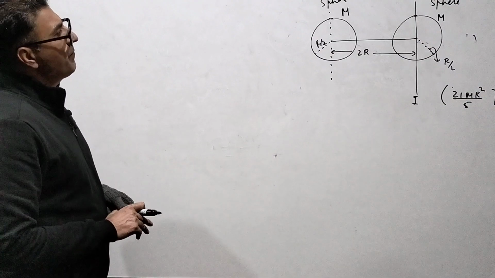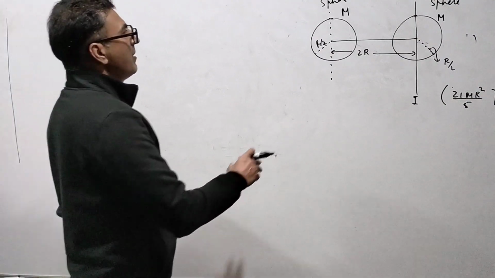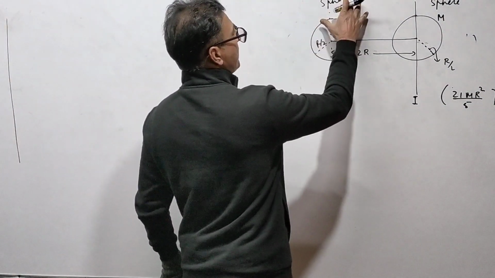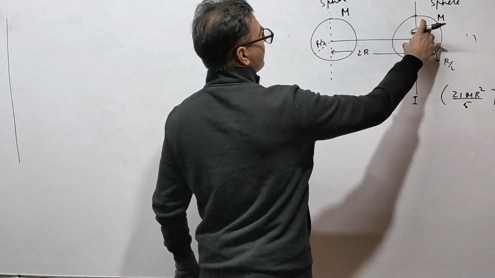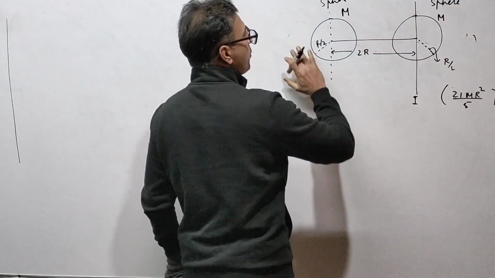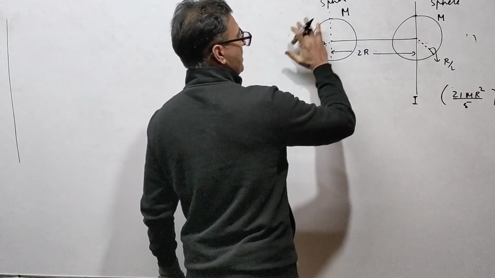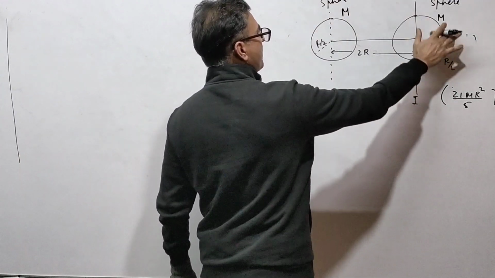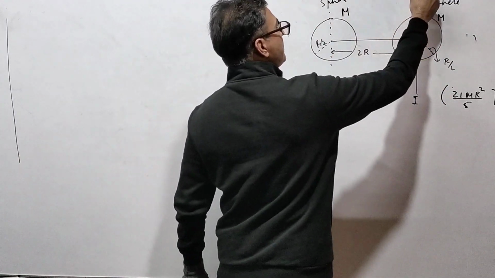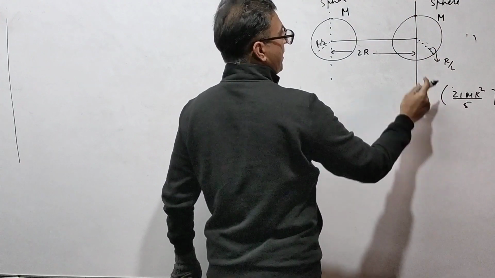This is one more problem that I want to discuss with you. This is a sphere, solid one. This is also a solid sphere. I want to find the moment of inertia of the system of these two spheres. दोनों spheres का moment of inertia मुझे चाहिए, about this axis.